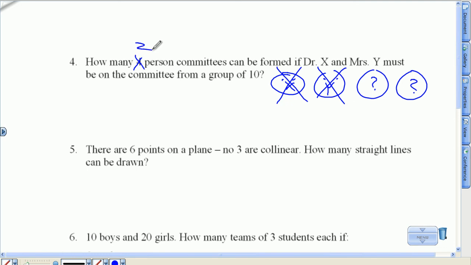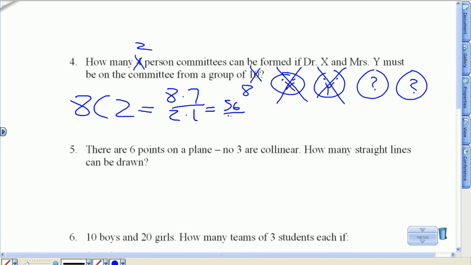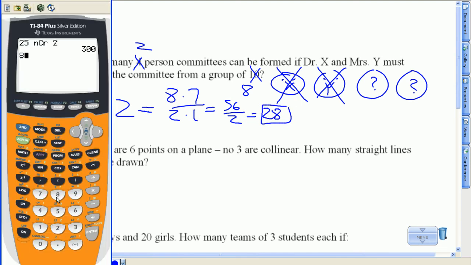And there is not a group of 10 people, because Dr. X and Mrs. Y are already on that committee. So technically there's only 8. This becomes 8 choose 2, which is 8 times 7 divided by 2 times 1, or 56 over 2, which is 28. We can verify that just so we can learn how these keys work here. 8 math, PRB, choice 3, put in that 2 and hit enter.